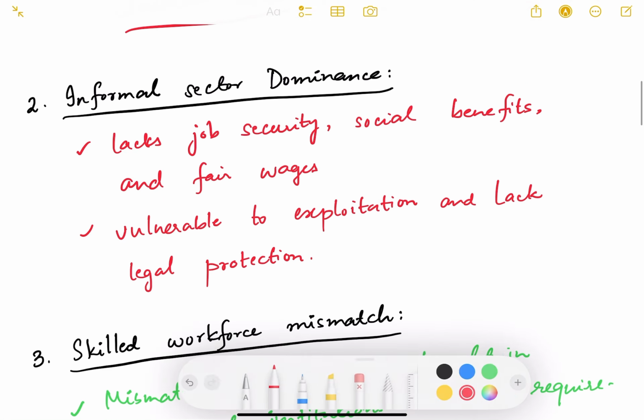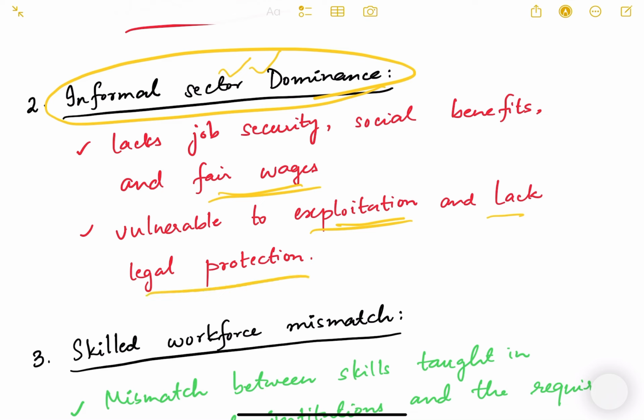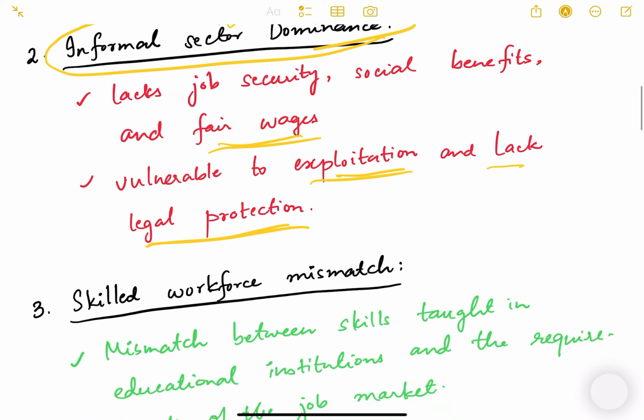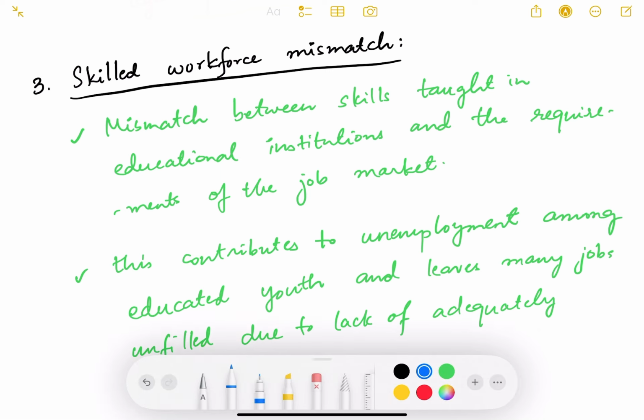The next problem that we face is informal sector dominance. We have seen this in the last video. The majority of the Indian workforce is employed in the informal sector, which lacks job security, social benefits and fair wages. These workers are vulnerable to exploitation and also lack legal protection. So this is another characteristic and a major challenge to our employment scenario. Now the third one is skilled workforce mismatch.